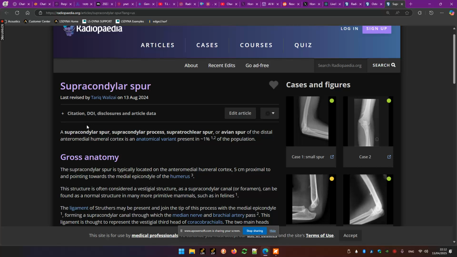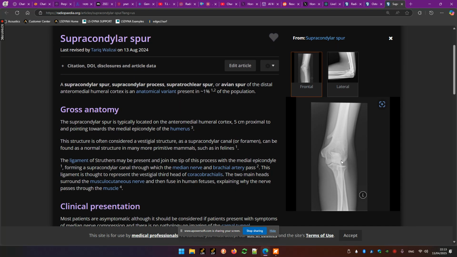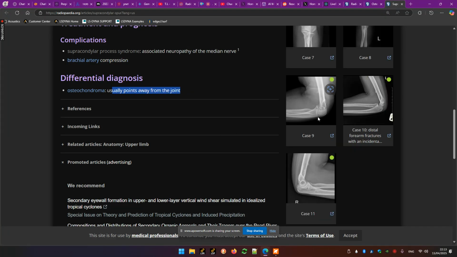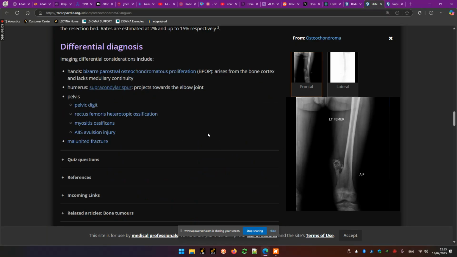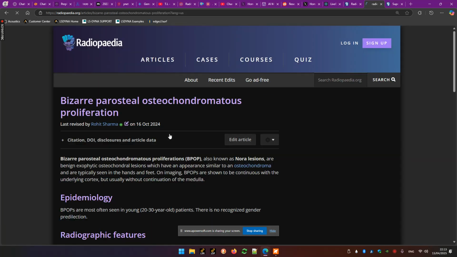The supracondylar spur of the distal anteromedial humeral cortex is an anatomical variant, just an anatomical variant. This is the supracondylar spur pointing in the direction of the adjacent joint. This is what differentiates it from osteochondroma, which usually points away from the joint. This is toward the direction of the joint. Okay, in the hands, bizarre parosteal osteochondromatous proliferation arises from the bone cortex without medullary continuity.